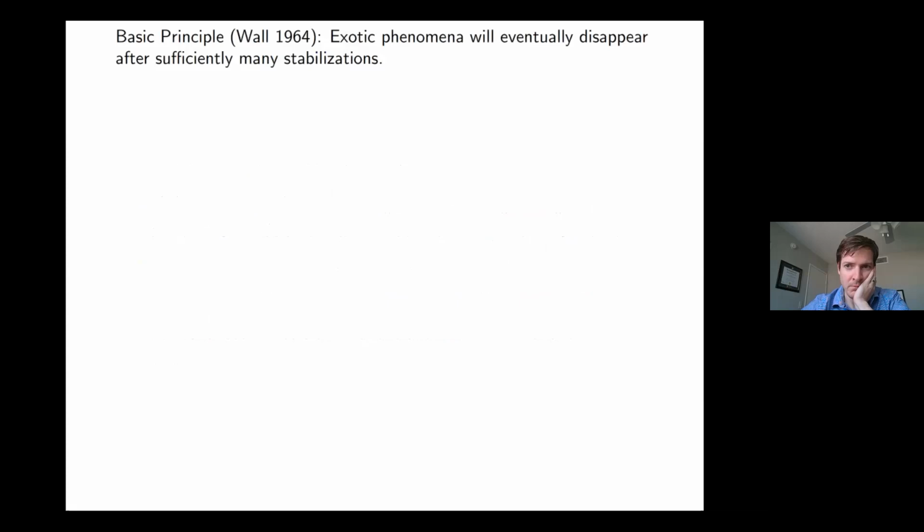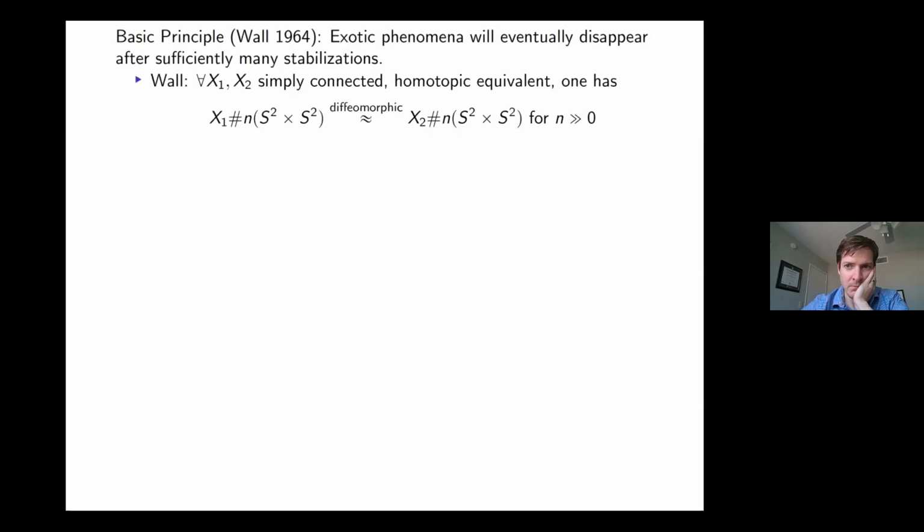A basic principle discovered by C.T.C. Wall in the 1960s states the following. We know exotic phenomena appear in a lot of problems in four-dimensional topology, but Wall shows that such phenomena will eventually all disappear after sufficiently many stabilizations. More precisely, now we know the following results.